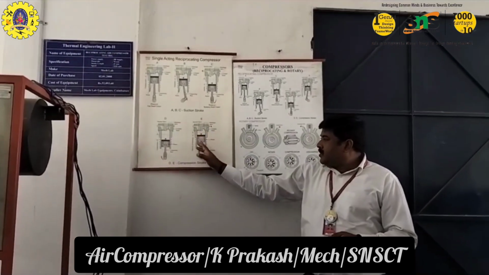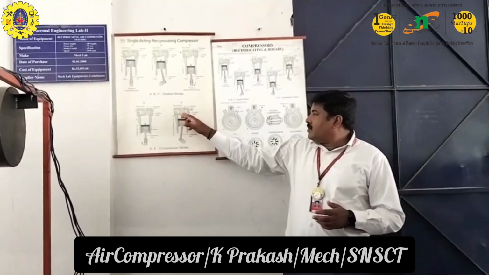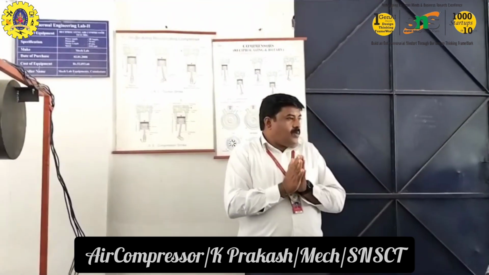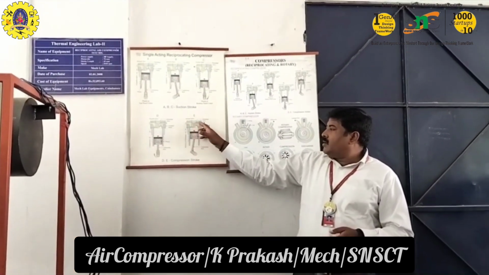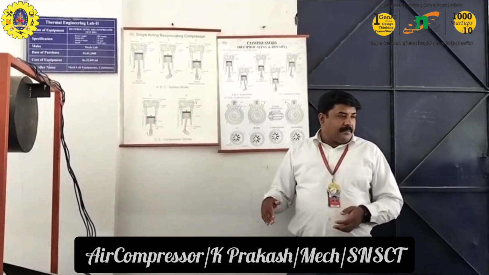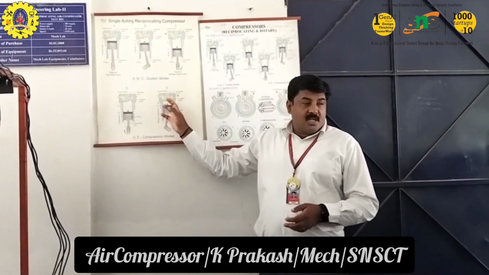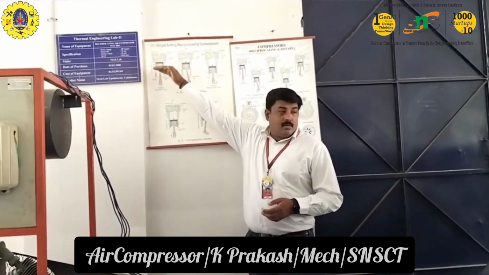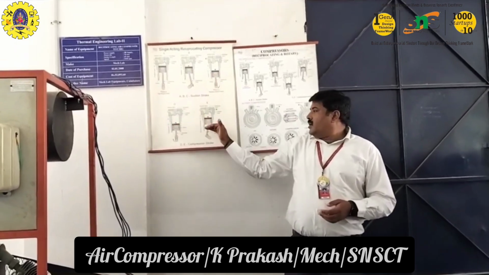At E what happens? When the piston attains the required pressure, automatically the discharge valve opens. When the required pressure is attained, the discharge valve opens so that the air goes outside. When the air goes outside, the pressure is again reduced, so the delivery or discharge valve gets closed. Again the piston moves, and the process is repeated from A to B, B to C, C to D, and D to E.